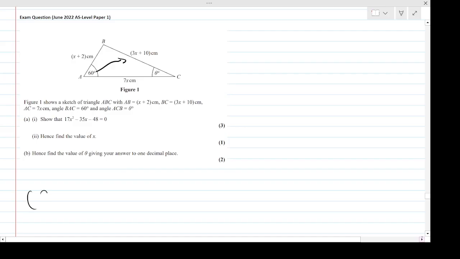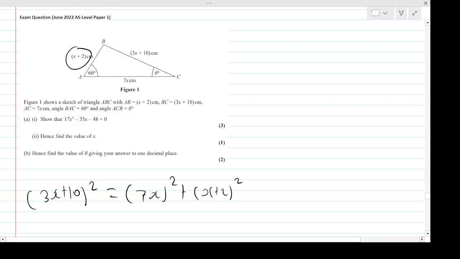So that means (3x + 10) squared is going to equal the other two sides squared: (7x) squared, add (x + 2) squared, minus 2 times the sides, 7x times (x + 2), times cosine of 60. Again, I just jumped right into the cosine rule there. I didn't state the formula, I just jumped right into it.